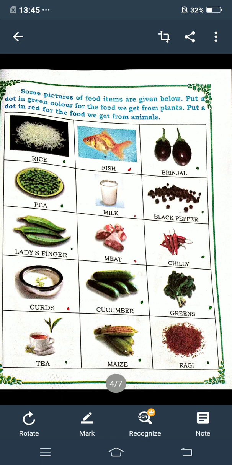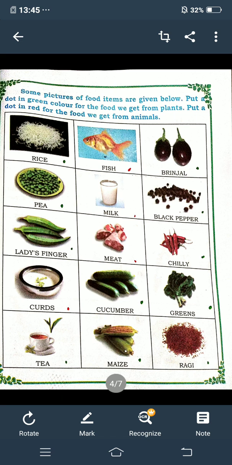Next is brinjal. Where do we get brinjal? We get it from plants. So put a dot with green color pencil. The next line is kalu. Where do we get that from? We get that from the plants. So put a dot with green color pencil. Next is milk. Where do we get milk from? We get it from the animal. So put a red dot there with red color pencil.